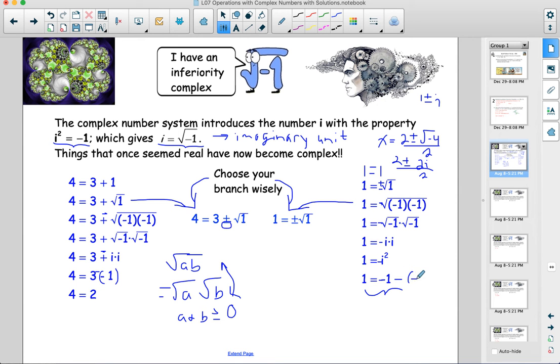Write it off to the side. You get -1, which is 1. So you have to be absolutely careful trying to apply principles and things that worked with real numbers, when the radicands were positive, and then trying to apply them in the set of complex numbers. It doesn't work well here.